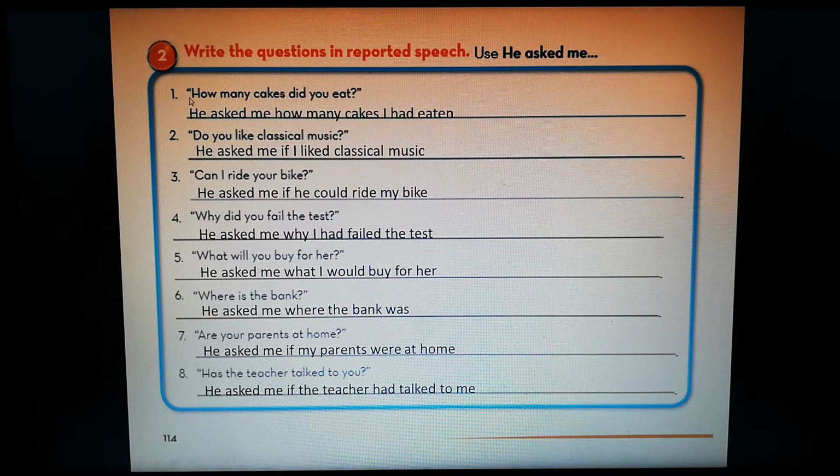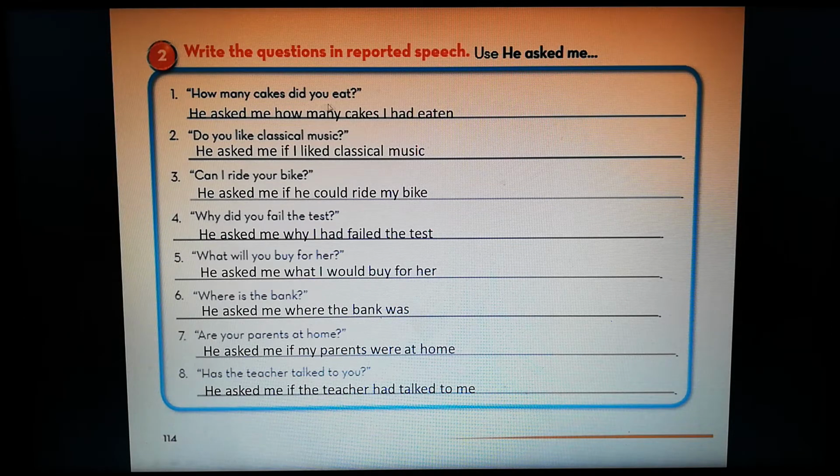Two, we change the order of the subject and verb. بنغير ترتيب الفعل والفاعل. يعني بالquestion بالdirect question السؤال مباشر بيكون عندي verb بعدين subject. بالreported question بصير عندي subject بعدين verb. So let's start. Question number 1.